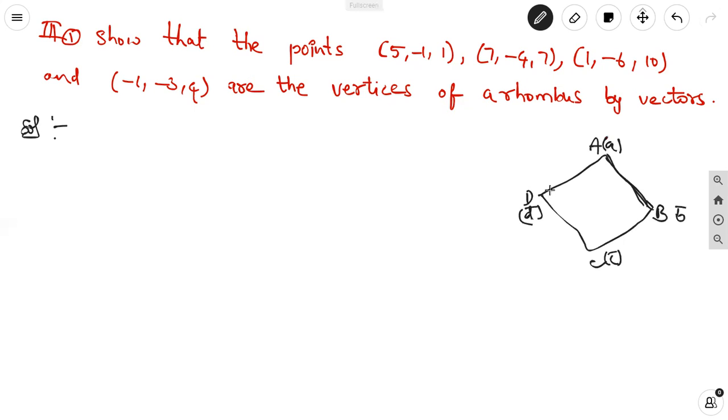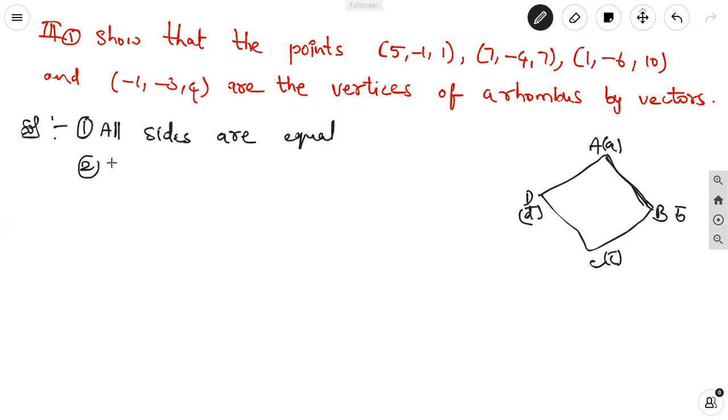What are the conditions for a rhombus? In a rhombus, the main relation is that the diagonals are not equal and they bisect each other, and all sides are equal. The first condition of a rhombus is that all sides are equal, that is, the lengths of the sides are equal.